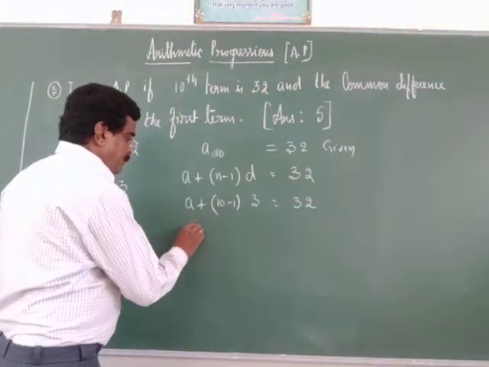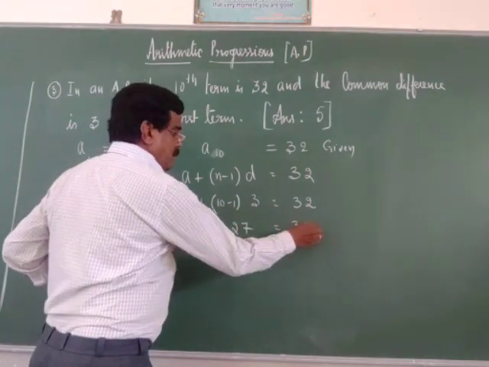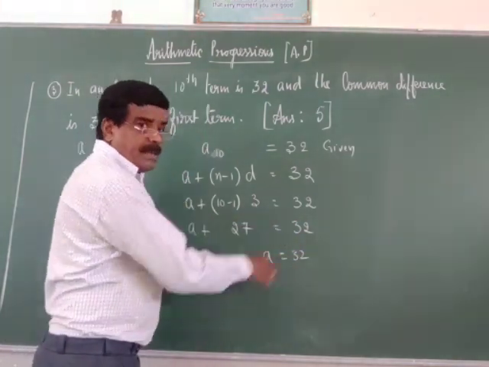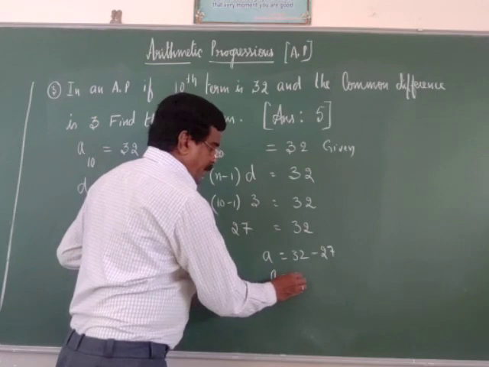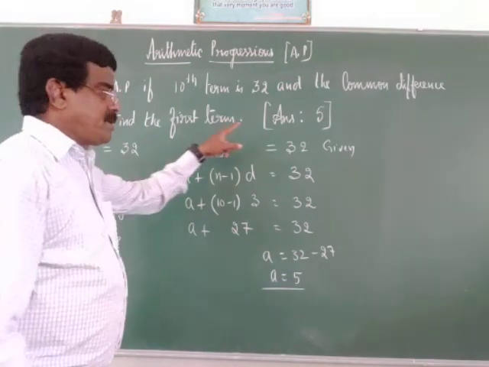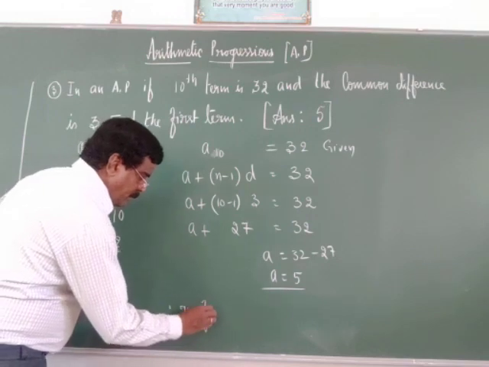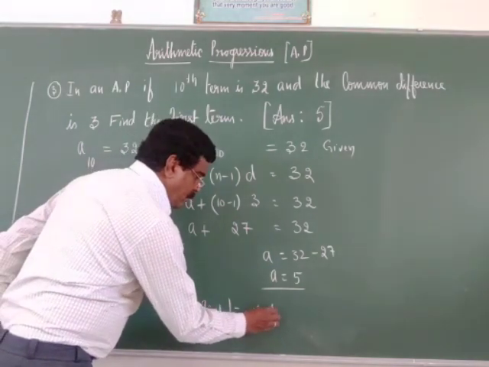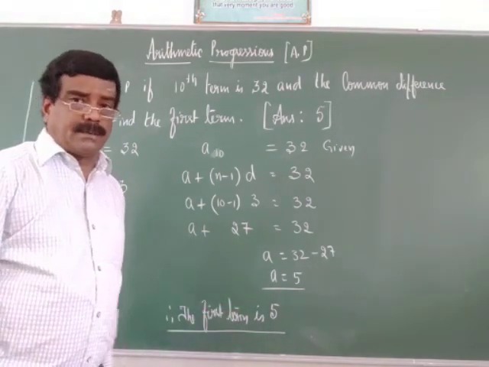In the next step, A plus 10 minus 1 means 9, 9 threes are 27, is equal to 32. See, A is equal to 32. Please write down transposing, be careful children. Plus 27 becomes minus 27 after transposing, to get A as 5. But please don't forget to conclude the answer, children. The question is: find the first term. Therefore, the first term is 5.